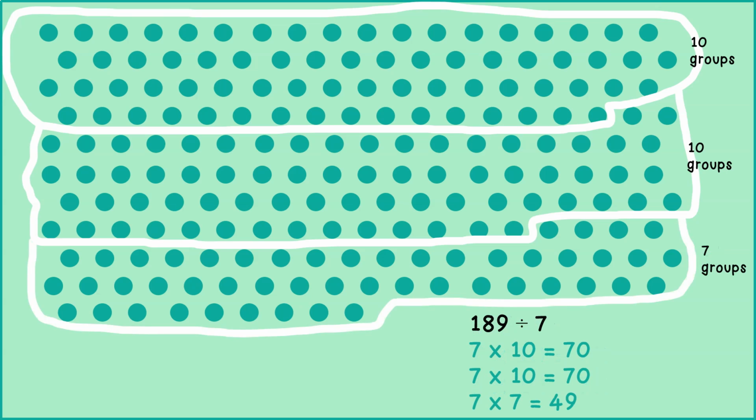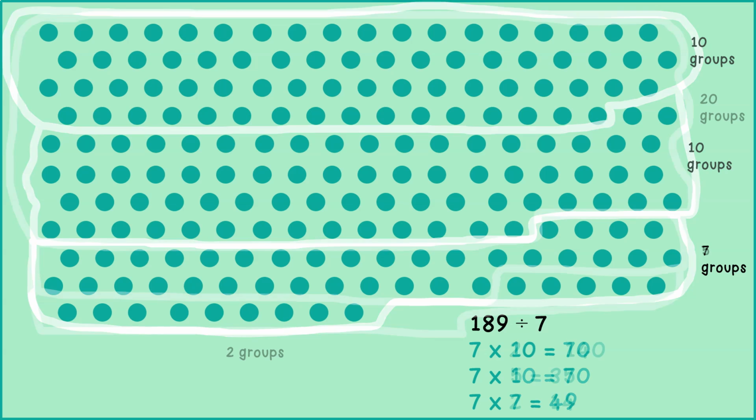So here they might jump straight to, okay, 7 times 7 is 49. That's a fact that I know. I add together all the groups I made. I made 10 groups plus 10 groups plus 7 groups equals 27 groups.